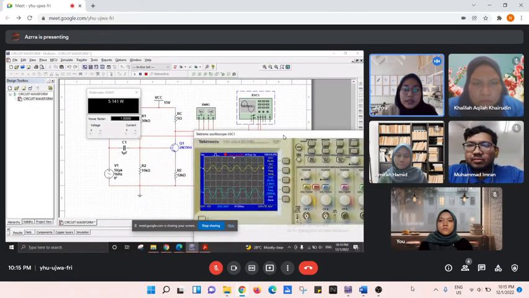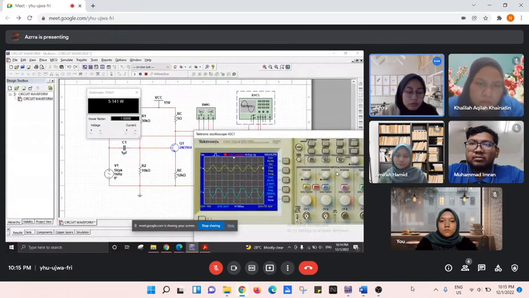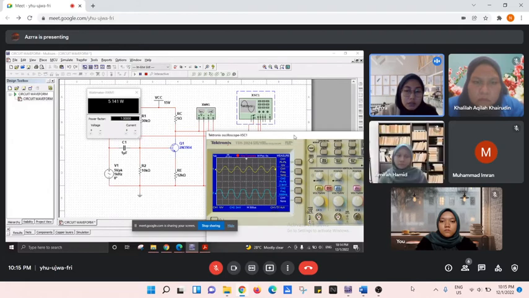I set channel 1 for input and channel 2 for output. Channel 1 is 10 volt peak to peak, with a frequency of 1 kilohertz. Channel 2 is for output, with 2.9 millivolt peak to peak and a frequency of 1000 hertz. So this oscilloscope shows the waveform for our circuit and the values for peak to peak and frequency. So that's all for the waveform.